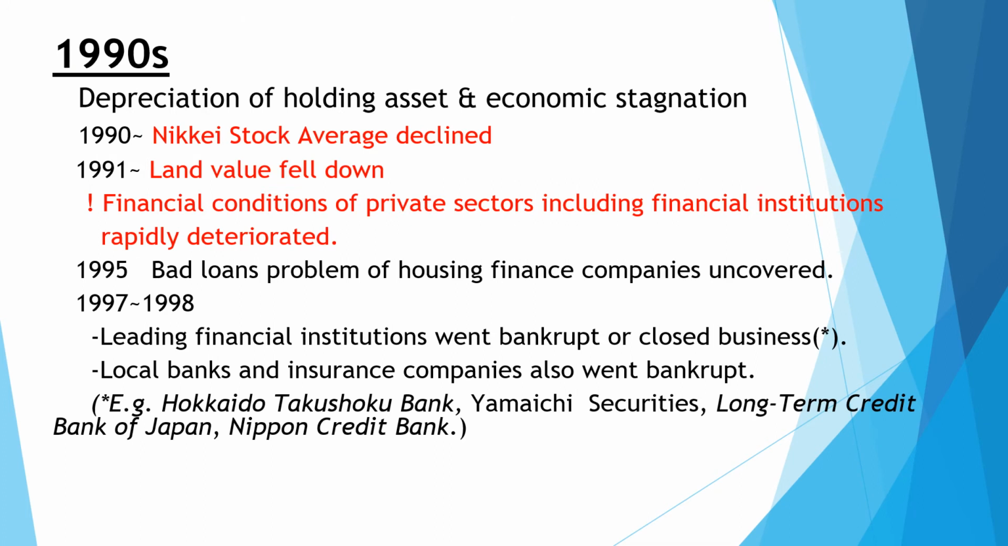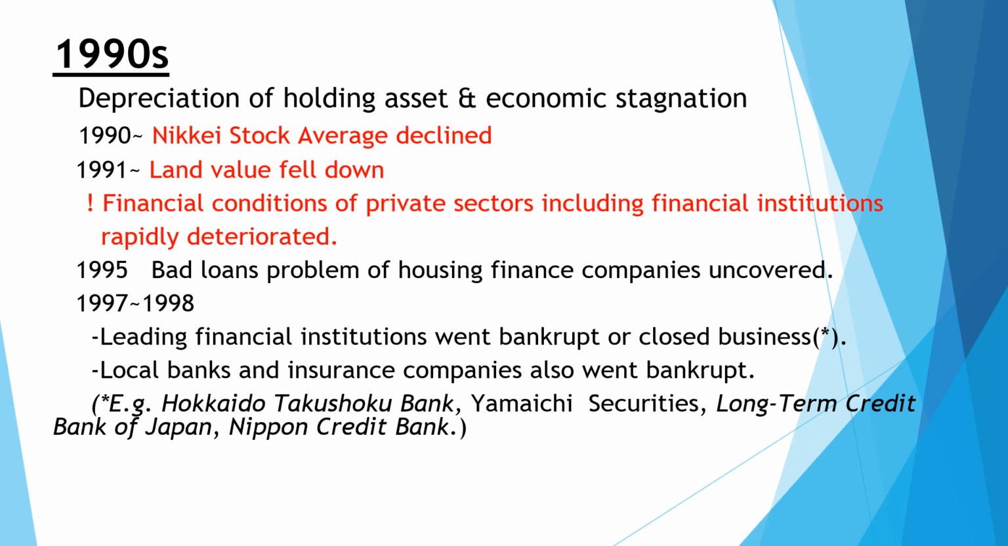Let's move to the 1990s. The bursting of the bubble economy greatly and seriously affected Japan. The Nikkei stock average, which reached 38,957 yen, a record high at the end of 1989, turned to decline since the beginning of 1990 and fell below 15,000 yen in August 1992. Land value, which hit its peak in 1991, also fell sharply as well. The financial conditions of private sectors, including financial institutions, rapidly deteriorated due to economic stagnation and depreciation of holding assets caused by stock and land price decline.